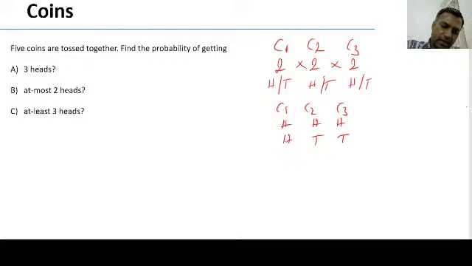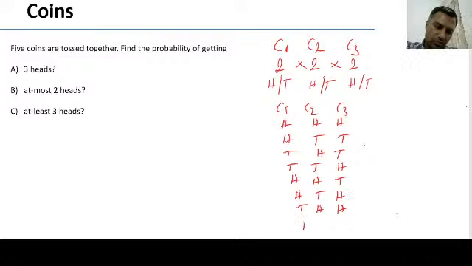C2 can be head and the other two are tails, or C3 can be head and the other two are tails. Or there can be two heads, where the first and the second are heads and one of them is a tail. Or the second one is a tail and the other two are heads, or the first one is a tail and the other two are heads. It is also possible that all 3 are tails. How many outcomes now? We have 8 outcomes.